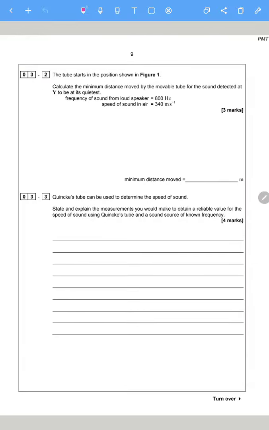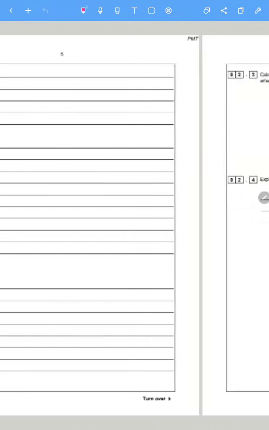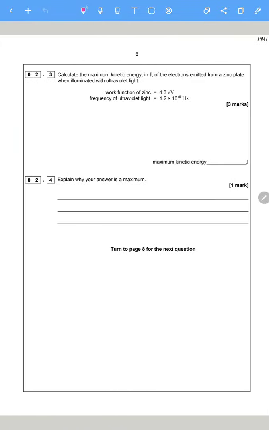Is this on waves? Two stars, minimum distance, frequency. Well, this may or may not be waves. Yes. Well, I can do that. Well, I might be able to do this.